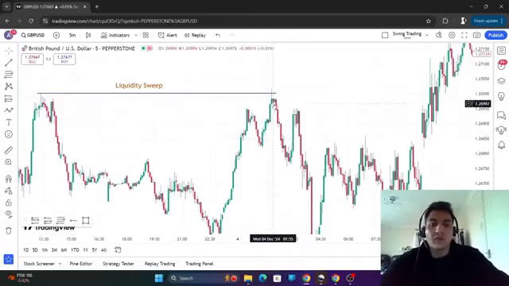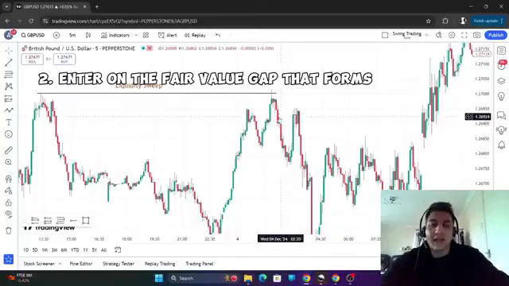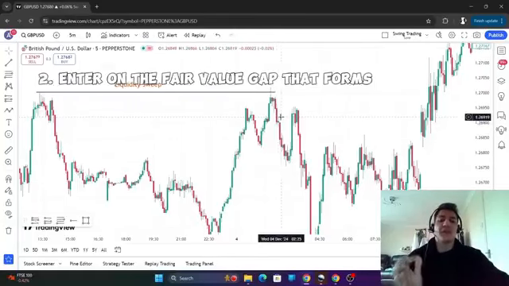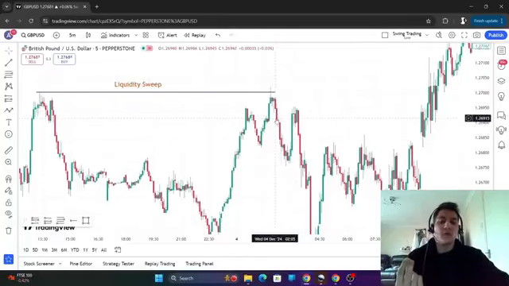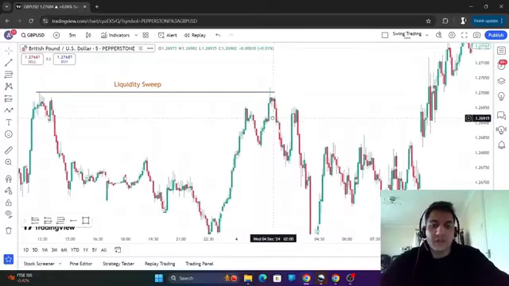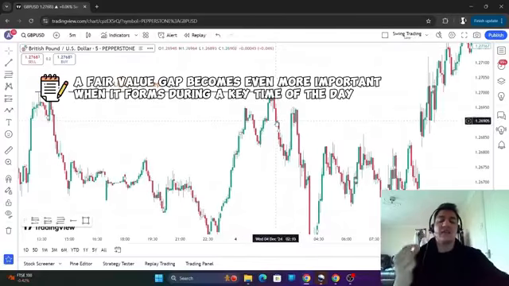So we've got our liquidity sweep, we have a wick, a sharp move down, and now we just want to enter on a bearish fair value gap, right? Any fair value gap will do, because, and this is so important, when a fair value gap forms, especially in London session or any session in particular, at a key time of day, it's such an important fair value gap.